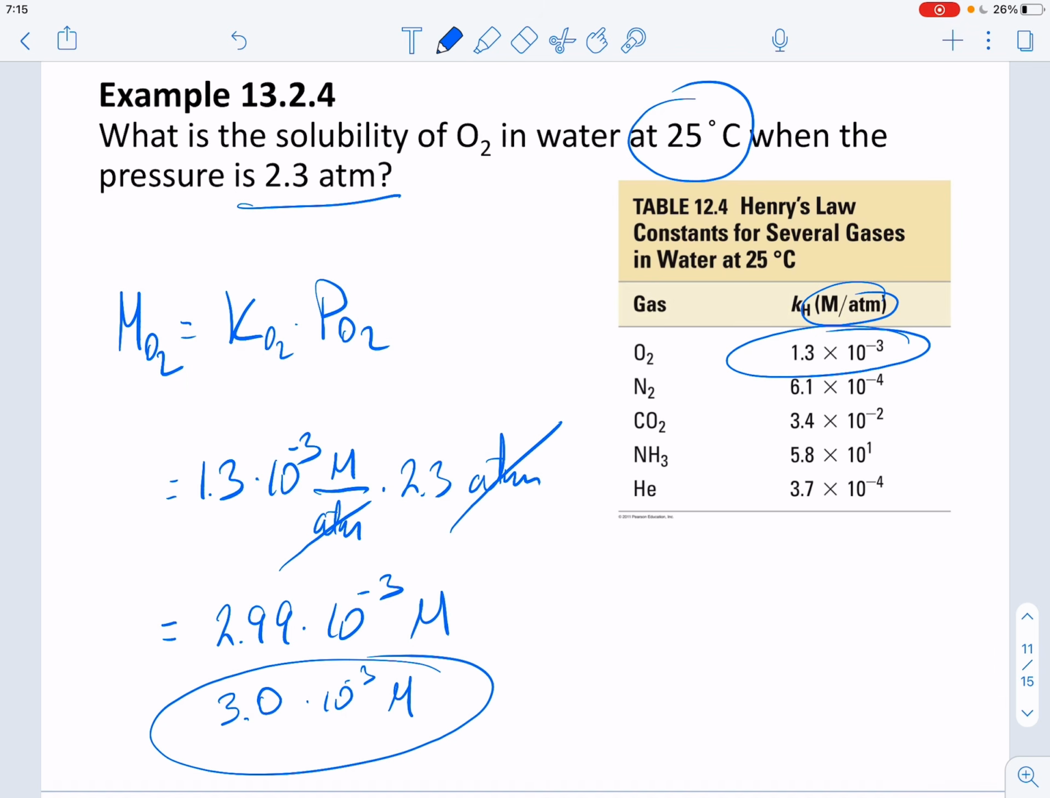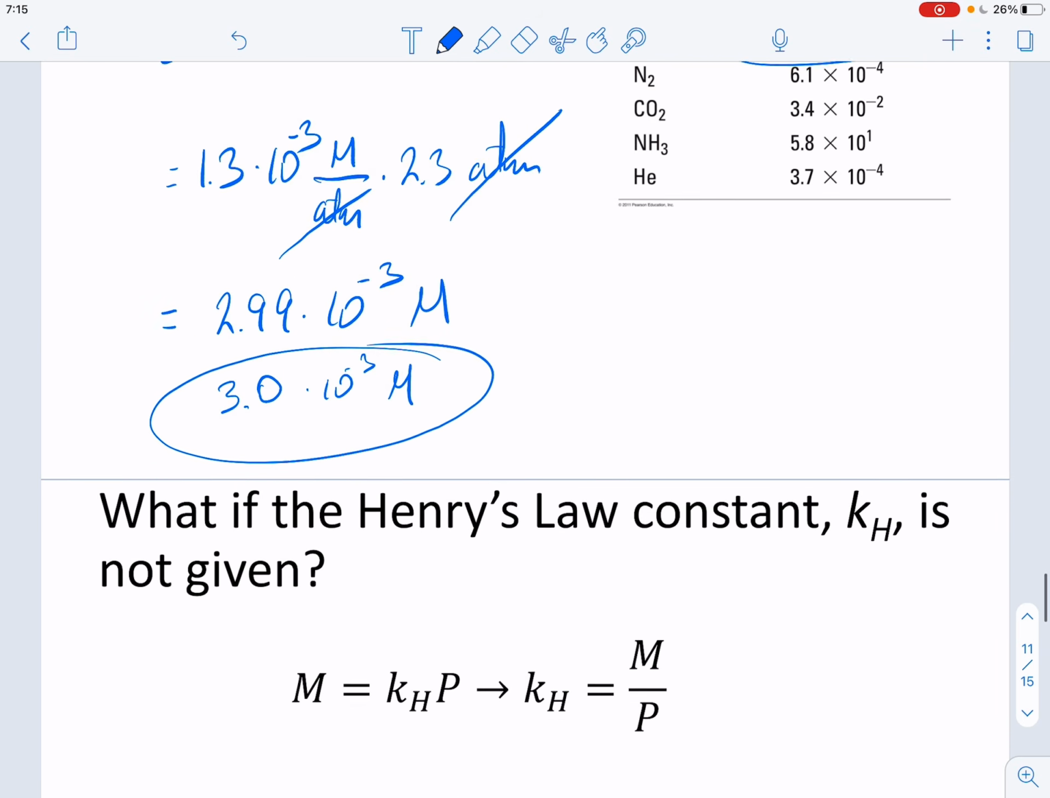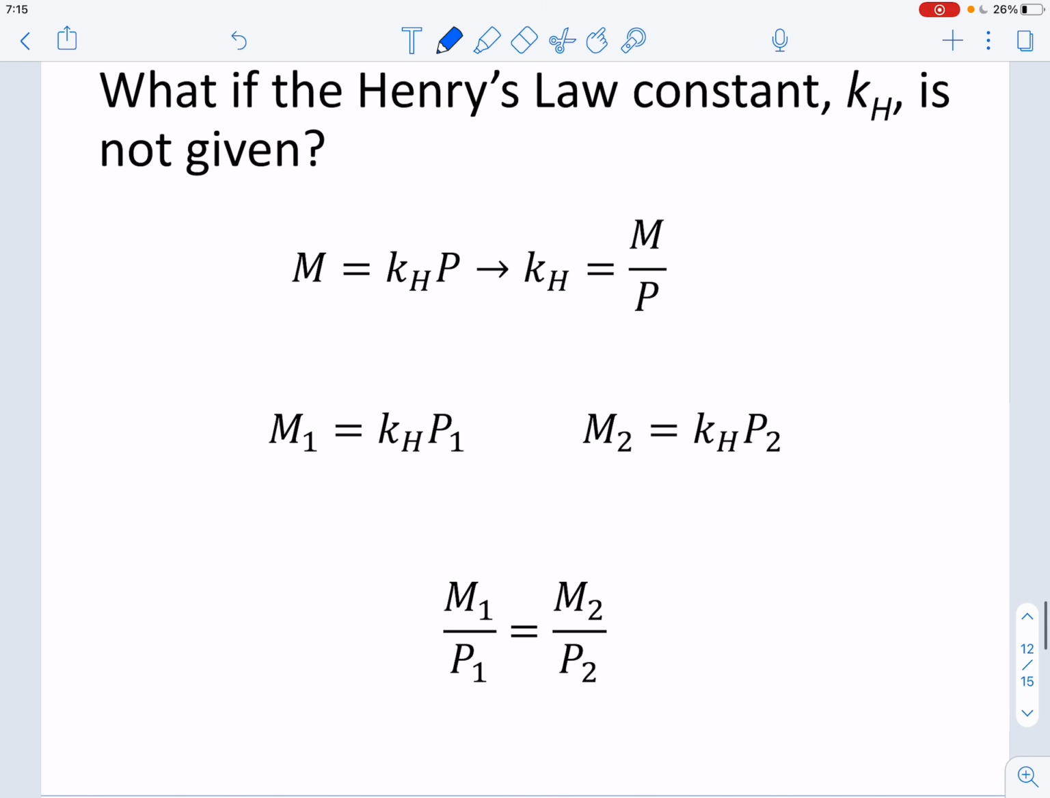Probably one of the most common situations in which you are going to use it is when you don't have the constant. So what happens if you don't have the Henry's law constant? If we remember correctly, this is your Henry's law equation: molarity equals the constant times the pressure. If we solve for the constant, then the constant is equal to the molarity divided by the pressure.